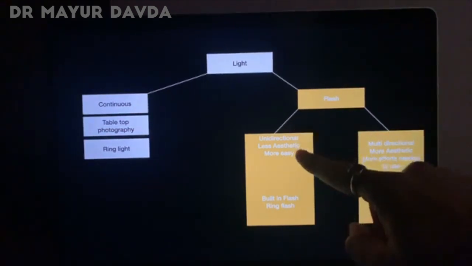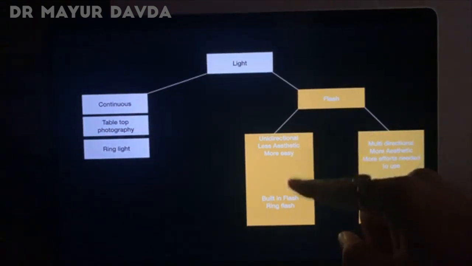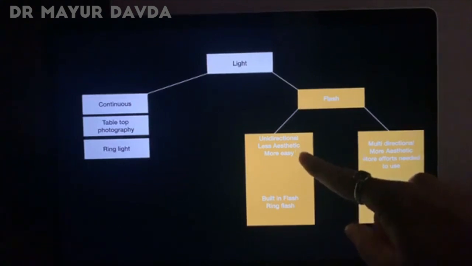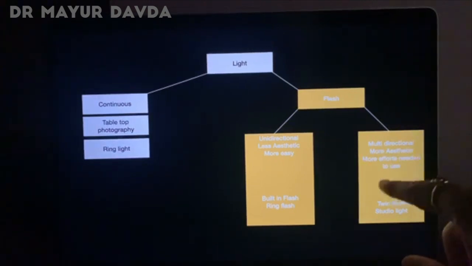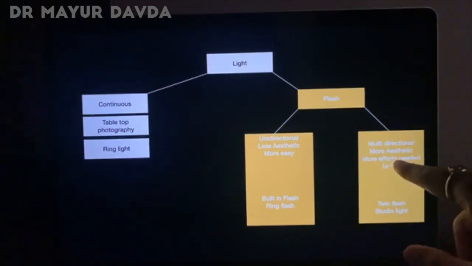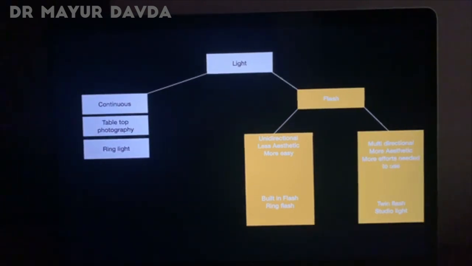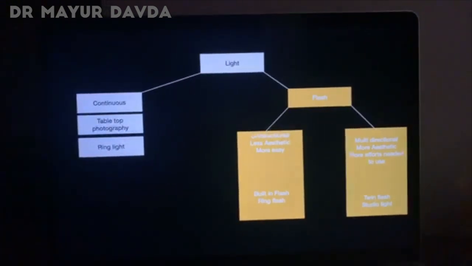Unidirectional flash is usually less aesthetic, but much more straightforward and way easier to use. A multidirectional flash, like a twin flash, is more aesthetic, and it requires a little bit more effort to use it. So we need to break our head a little in order to use it effectively.